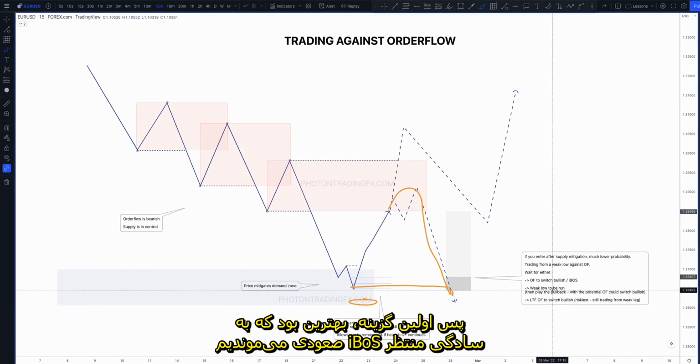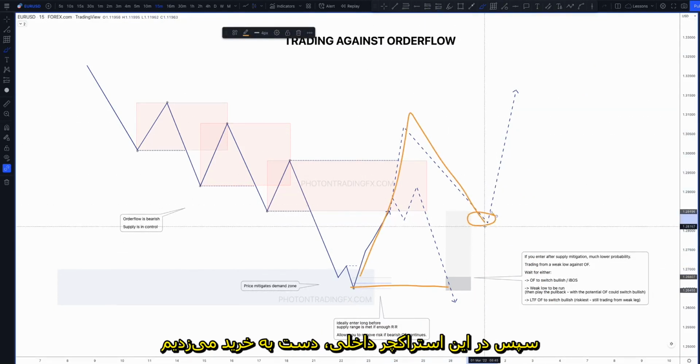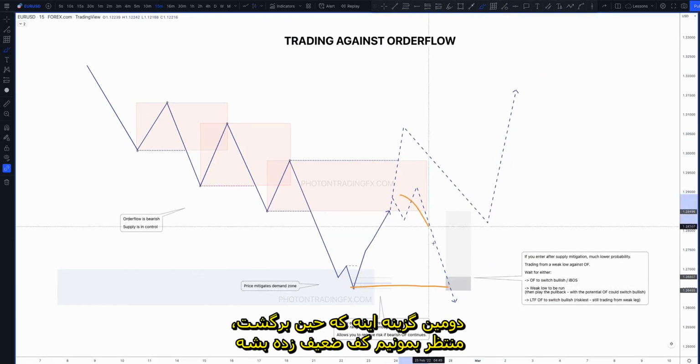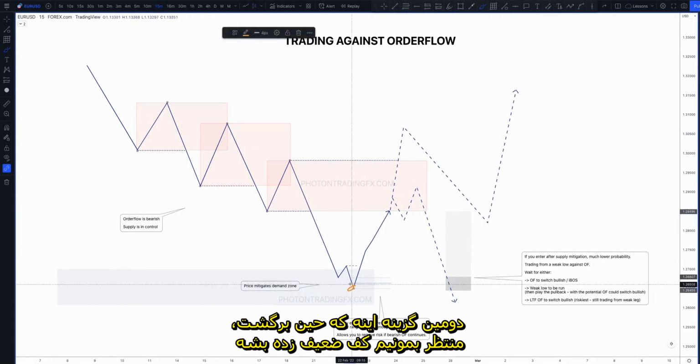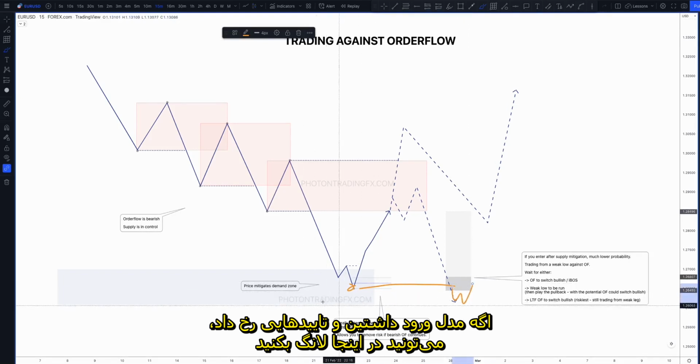So first option is always going to be the most ideal one, which is you simply just wait for the bullish IBOS, then you buy here with the internal structure. The second option, when it's coming back down, is you just wait for this weak low to be run. And then once it's broken, if you get the next entry model, with all the other confidence being present, you can get in long here, right?